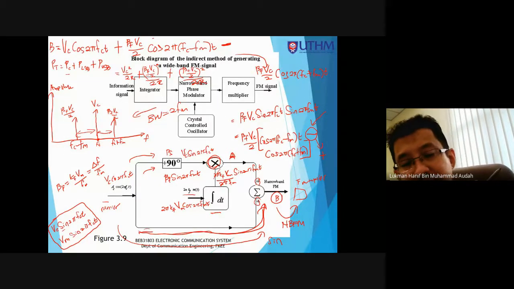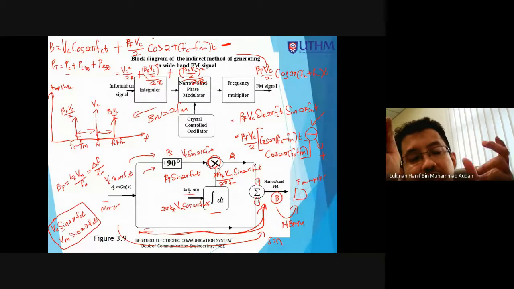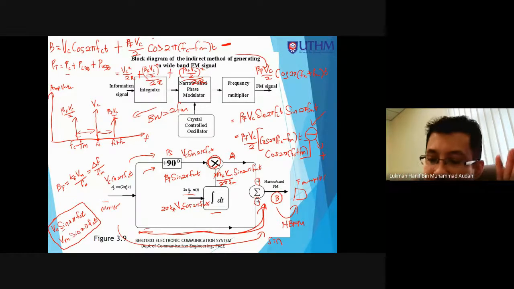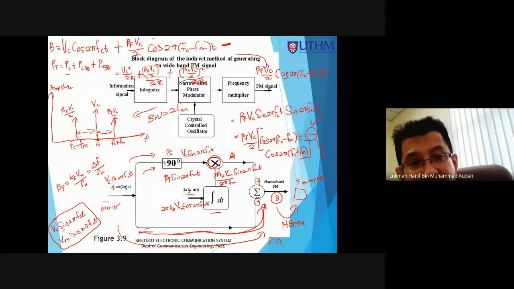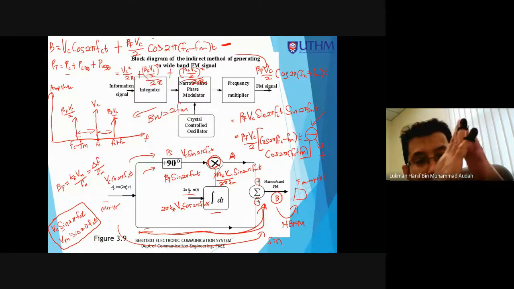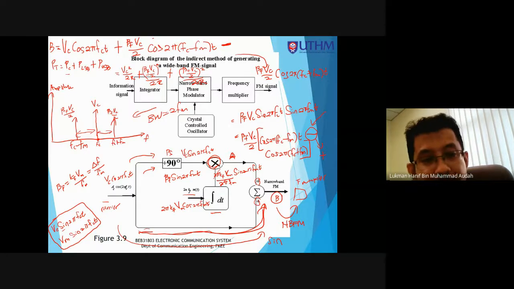Bandwidth untuk double sideband full carrier adalah bersamaan dengan 2 fm. So, 2 fm ini dalam angle modulation dikategorikan sebagai bandwidth yang kecil. Kerana dalam angle modulation untuk wideband, dia punya bandwidth itu boleh jauh lebih besar daripada 2 fm. Okay.